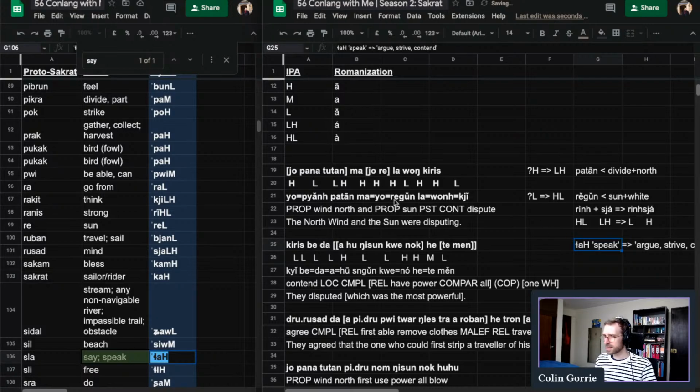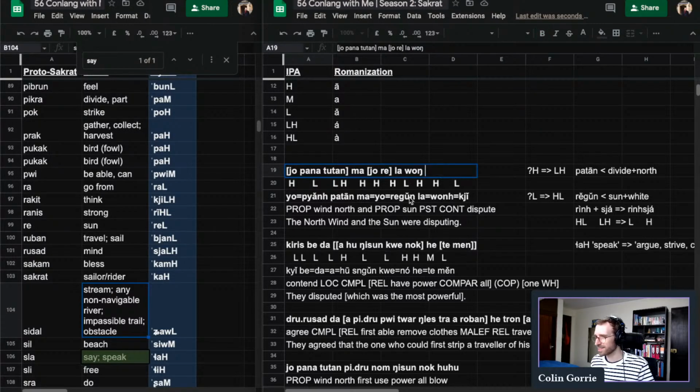Argue, strive, contend. And then in that case, we would change key to hla. Oops. No, that was entirely the wrong place to do that. So hla, and then these tones would flip.